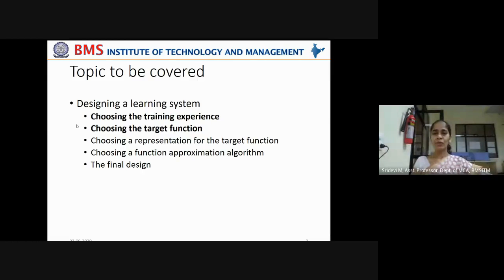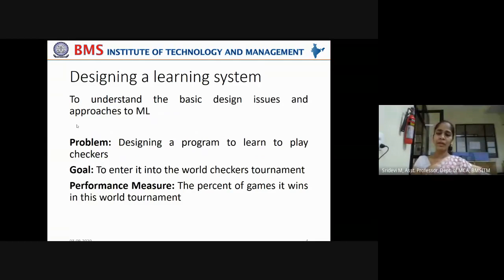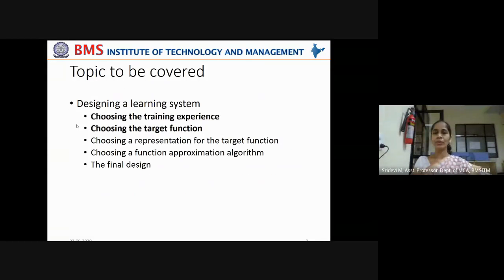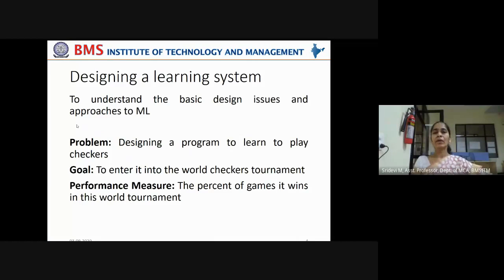You have to focus a lot on this because all these concepts that are going to be discussed in the first module set a platform for you to understand the later concepts. Okay, so I want you all to listen to the class with utmost concentration. Okay, now let us see how to design a learning system.